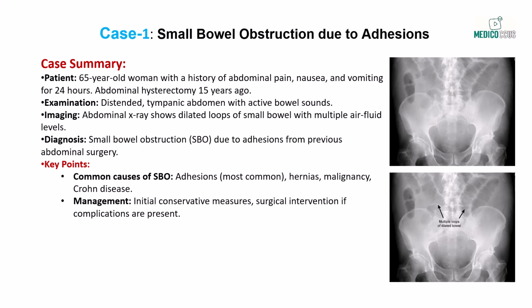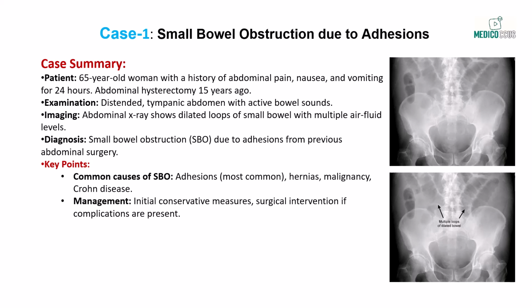She had also undergone an abdominal hysterectomy 15 years ago for endometrial hyperplasia. On examination, her abdomen was distended and tympanic, with active bowel sounds, which is indicative of early SBO. Abdominal x-rays revealed dilated loops of the small bowel with multiple air fluid levels, classic radiographic findings for SBO. This case highlights that a history of prior abdominal surgery, in this instance a hysterectomy, is the most significant risk factor for SBO in high-income countries due to the development of adhesions.